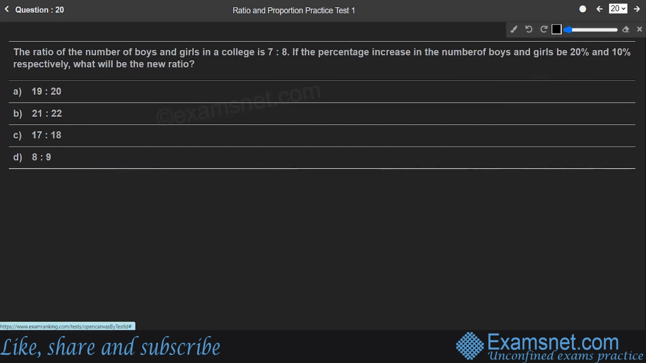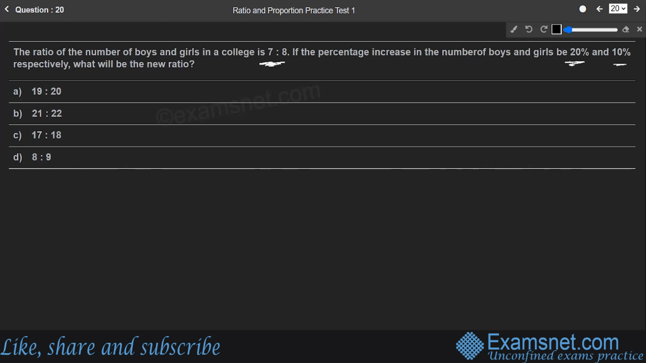Okay. Now in the next question they say the ratio of the number of boys and girls in a college is 7 is to 8. The percentage increase in the number of boys and girls is 20% and 10% respectively. What will be the new ratio? They say currently the ratio of boys and girls in the college is 7 is to 8. If the boys are increased by 20% and girls are increased by 10% of their original strength, what will be the new ratio?